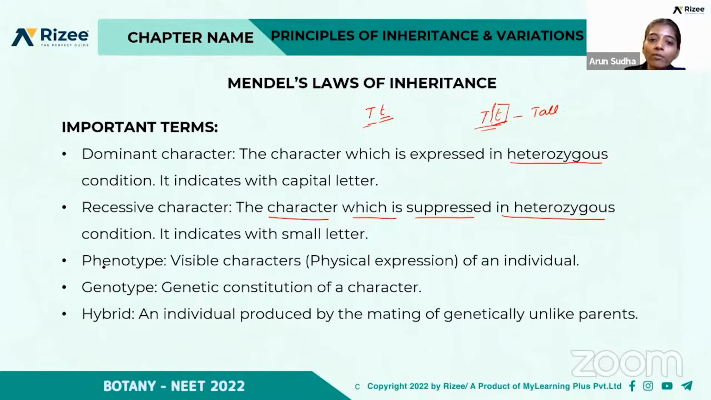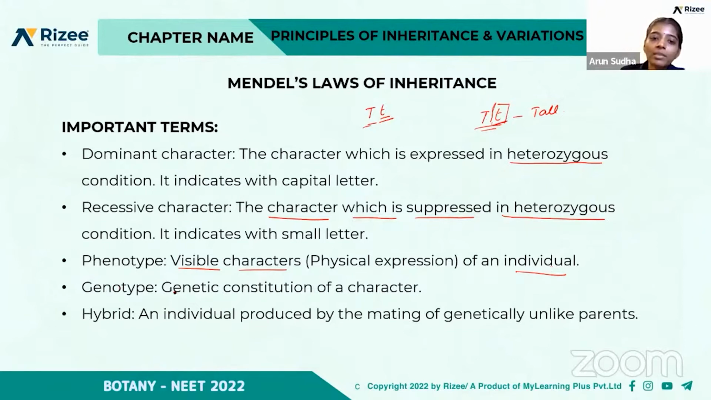And then what do you mean by phenotype and genotype? The visible characters of an individual, or the physical expression, is called the phenotype. For example, if we observe the plants, we can see that these three plants are tall. By observing them, we can find that they are tall plants. And by observing the growth of another, we can say that it is a dwarf plant. So it is a visible character, that is called the phenotype.